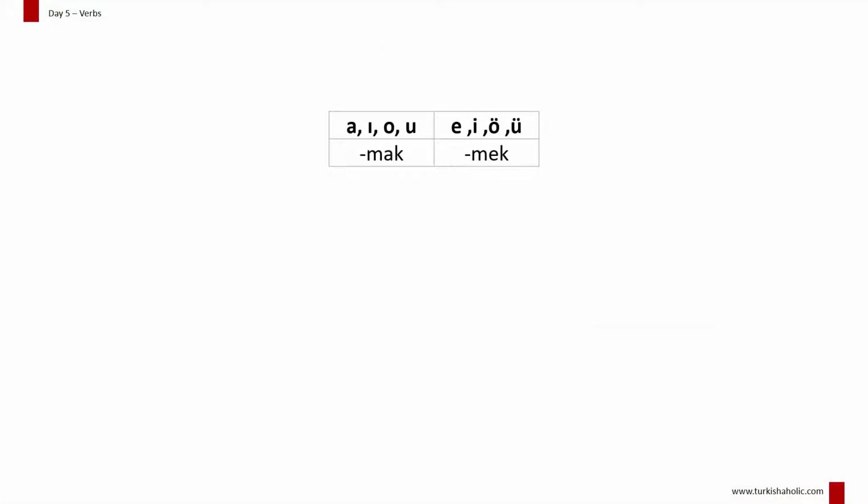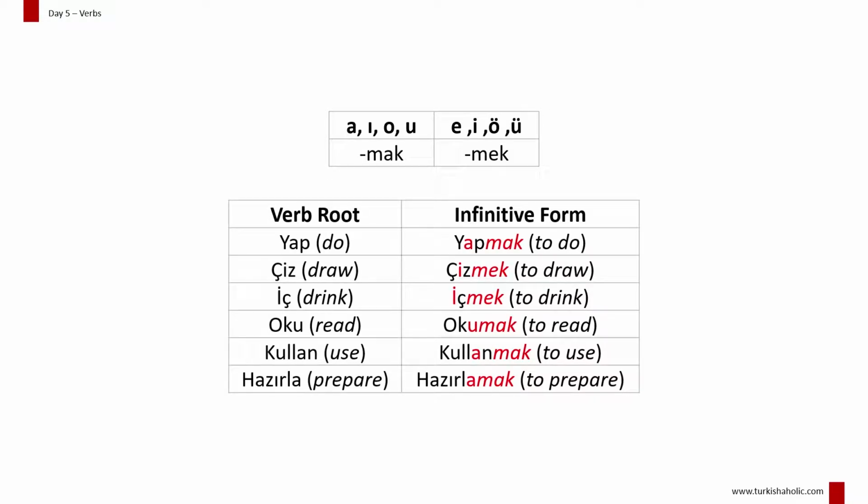Have a good lesson. Before verbs start their journey and change into different tenses or uses, they start in their infinitive forms. They have no conjugation. Infinitive verbs are made by adding the suffix mak, mek to the verb root. The correct suffix is added by looking at the last vowel of the verb root. For a, ı, o, u, it's mak. For e, i, ö, ü, it's mek.